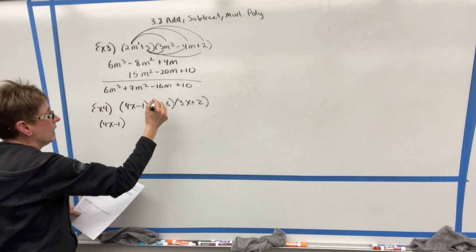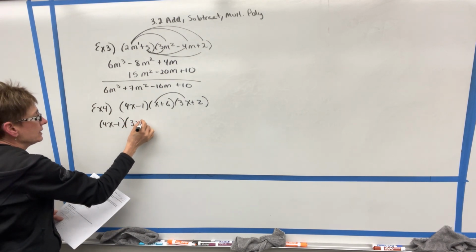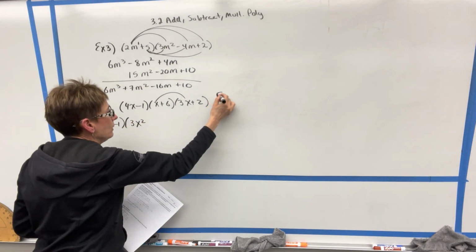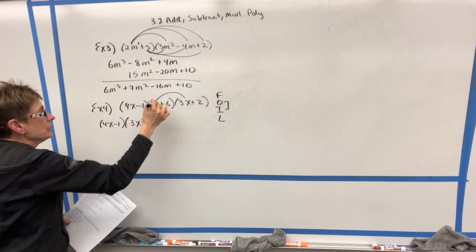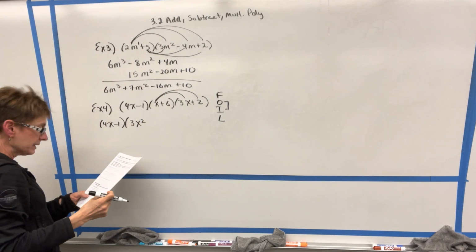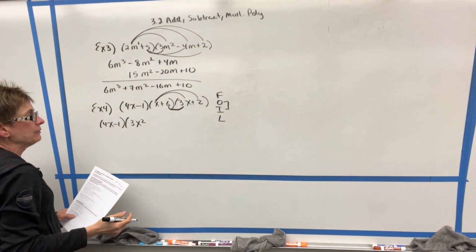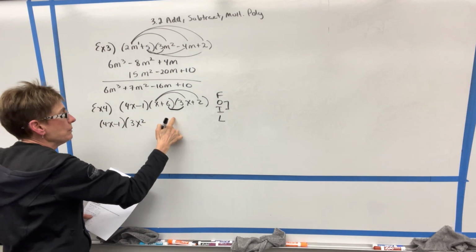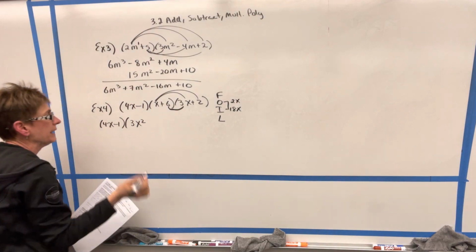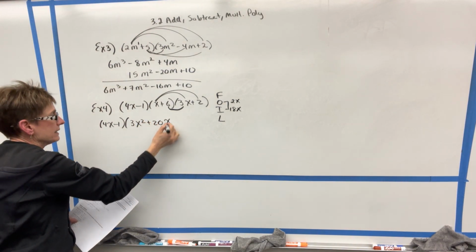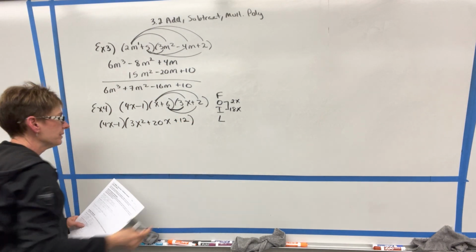So I'm going to have x times 3x, which will give me 3x squared. Now in FOIL, remember I have an outside and an inside. So x times 2 is going to give me 2x, and 6 times 3x is going to give me 18x. When I combine the 2x from the outside and the 18x from the inside, that is going to be 20x there. And then the 2 last terms are going to be 12.